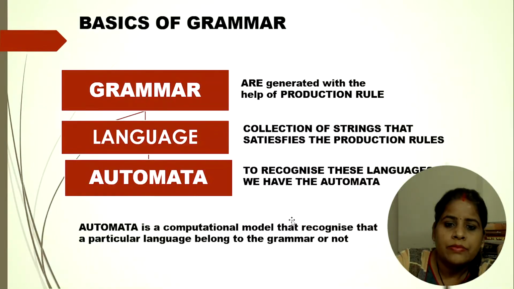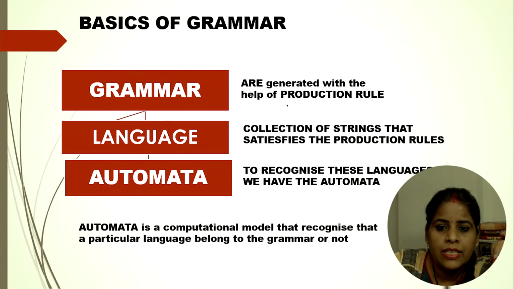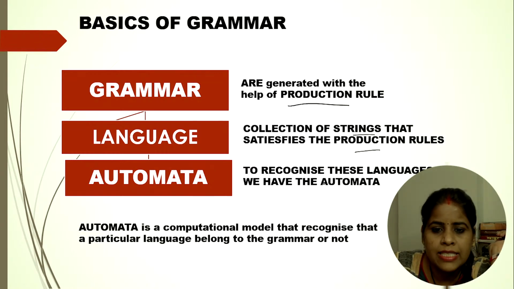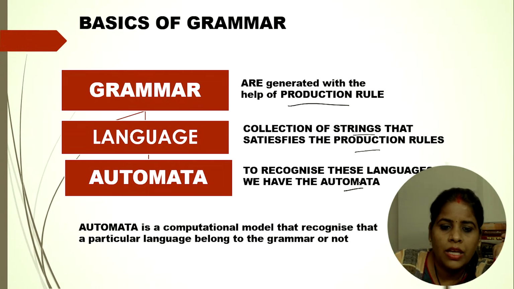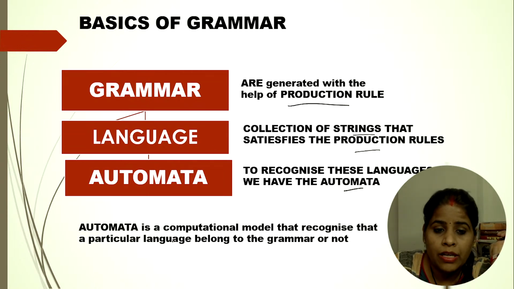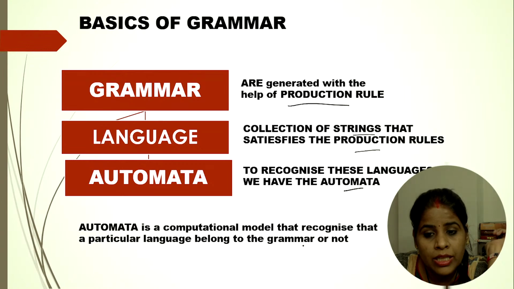Grammar is generated with production rules. The collection of strings that satisfy the production rules is a language. To recognize a language, we use automata. Automata is a computational model that recognizes whether a particular string belongs to the grammar or not.